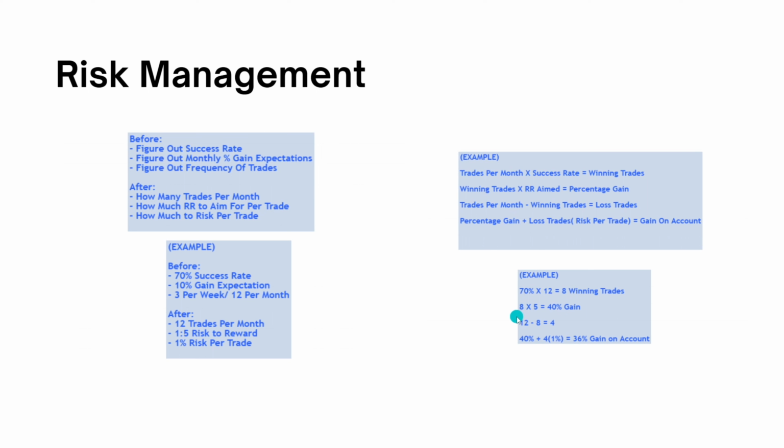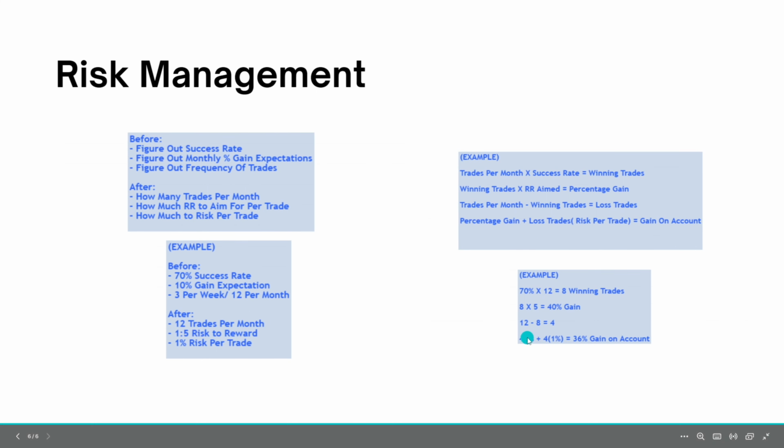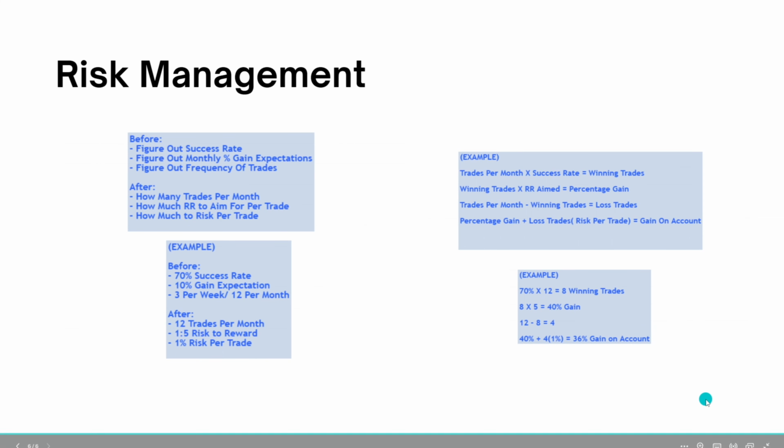And let's say you have a 70% success rate, right? Beautiful. Now, if you have 12 trades, that means you have 8 winning trades. With that being said, if we have a 1 to 5 RR per trade, at least that's what we're aiming for, then that could be a whole 40% gain if out of those 8 trades that we won, out of those 12, we're gaining a whole 1 to 5, right? That's a 40% gain there.